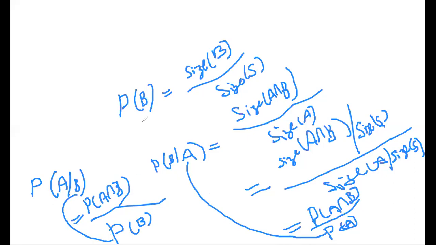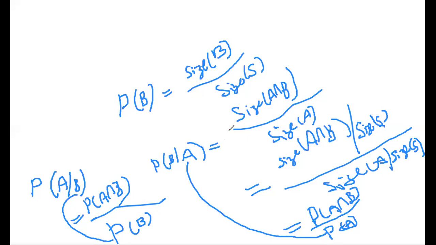Any doubts in this? Probability of B we will write as size of B by size of S. Now probability of B given A is nothing but the probability of occurrence of B, assuming that A has already occurred. So we are finding the probability of B only in the part of A intersection B.